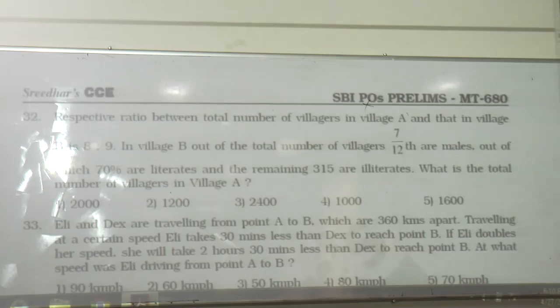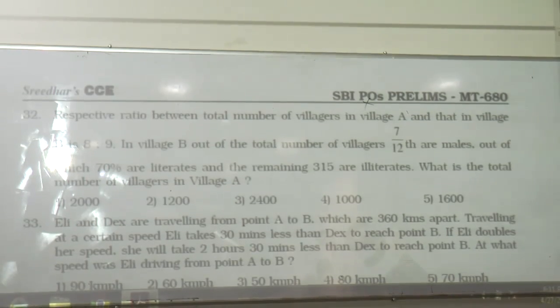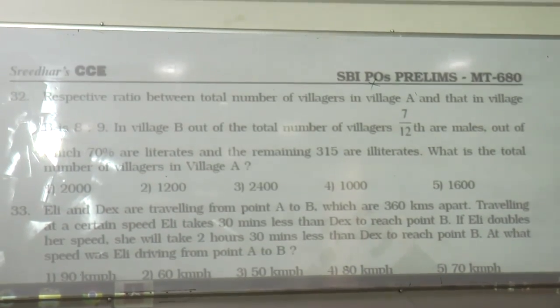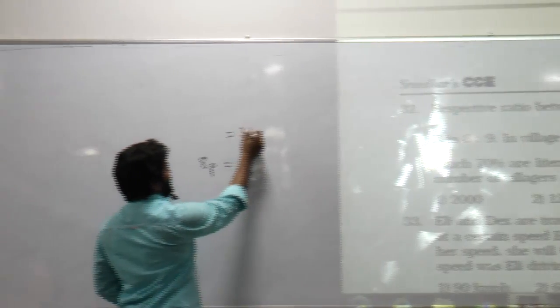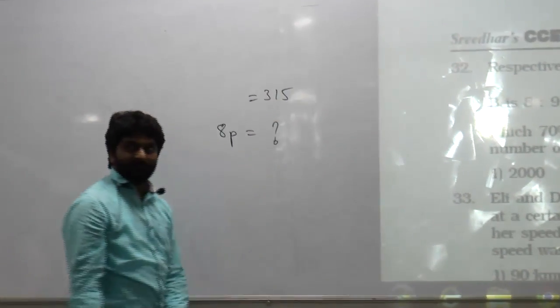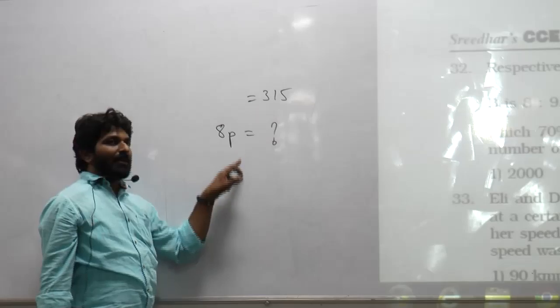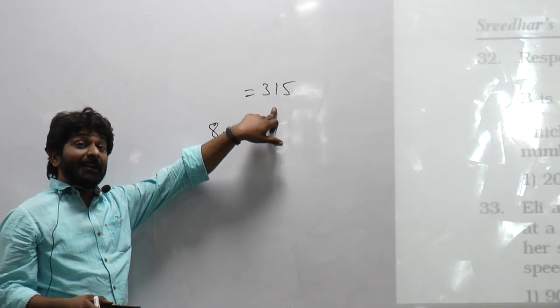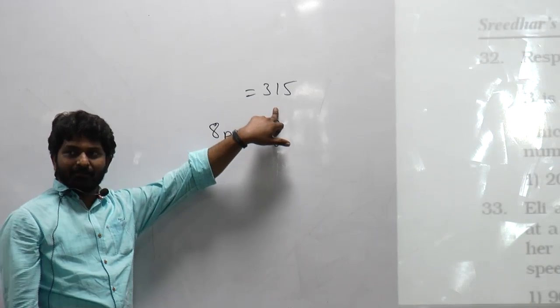Right. So the total number of villagers in village A is going to be 8 parts. The answer should be a multiple of 8. I think all options are multiples of 8. We need to calculate 8 parts in terms of a number. You should have a number in your question, which is 315. With this number only you can give your answer. 315 is the illiterate males in village B.